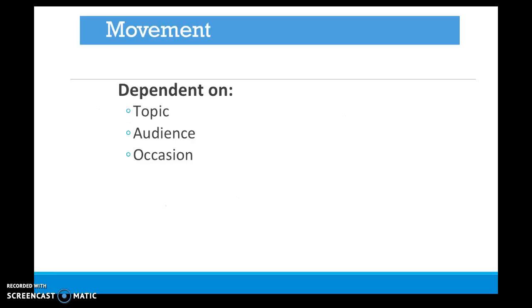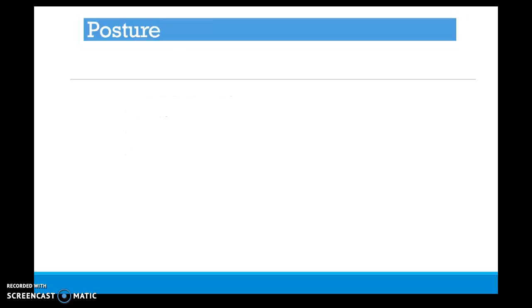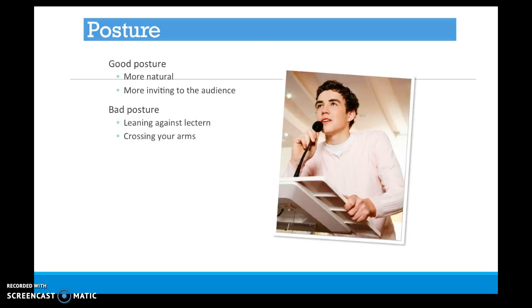Movement is also important, the use of motion and space during the speech. Now, how you use your space depends on your topic and also depends on your audience and the occasion and, of course, where you're recording your speech. Posture, the position of your body during a speech, is also important. Good posture shows that you are interested in and excited about your speech, while bad posture indicates boredom.